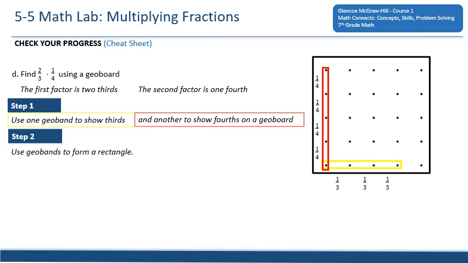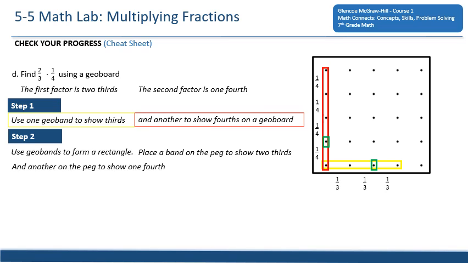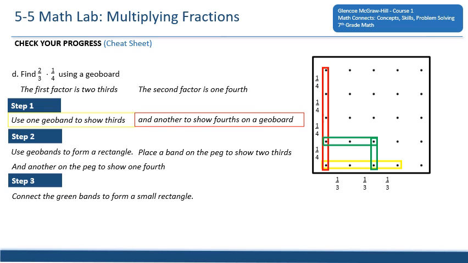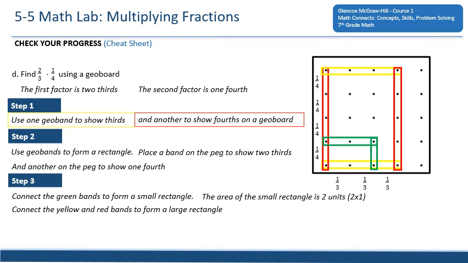And we're going to form a rectangle, so 2/3. We're going to go 2 spaces to the right and stick a band there. And then 1/4, we're going to go 1 space up and stick a band there. Then we're going to expand those bands into a rectangle, and we get a rectangle that is 2 units, or 2 wide by 1 high. Then we'll connect the yellow and red bands to form a larger rectangle, and the area of the larger rectangle is 12 units, or 3 wide times 4 high. So 2/3 times 1/4 equals 2 times 1 over 3 times 4. And we get 2/12. If we take the greatest common factor of 2, we'll get 1/6.